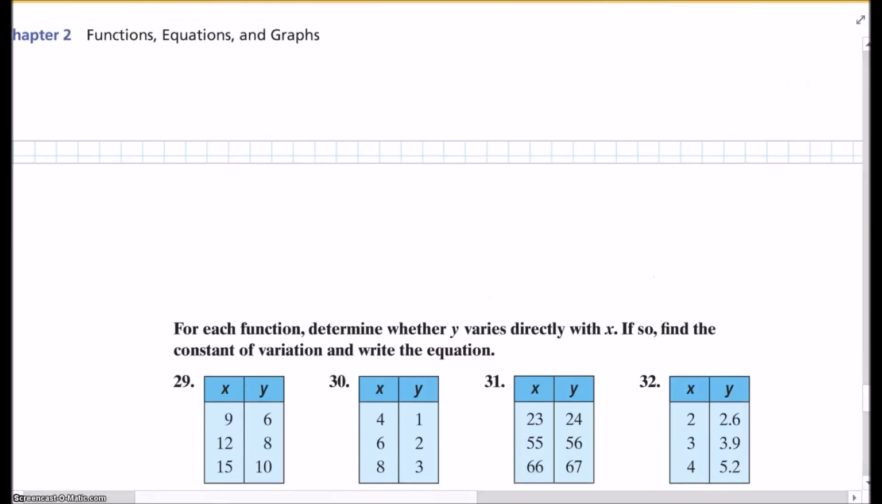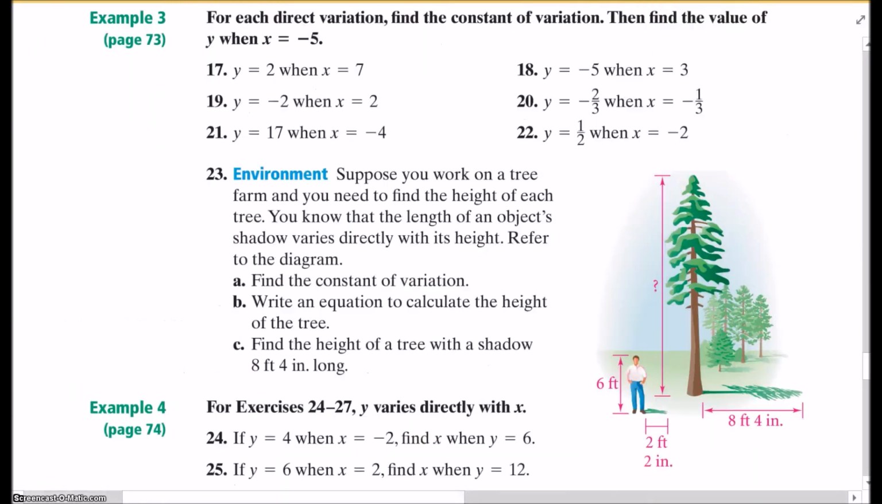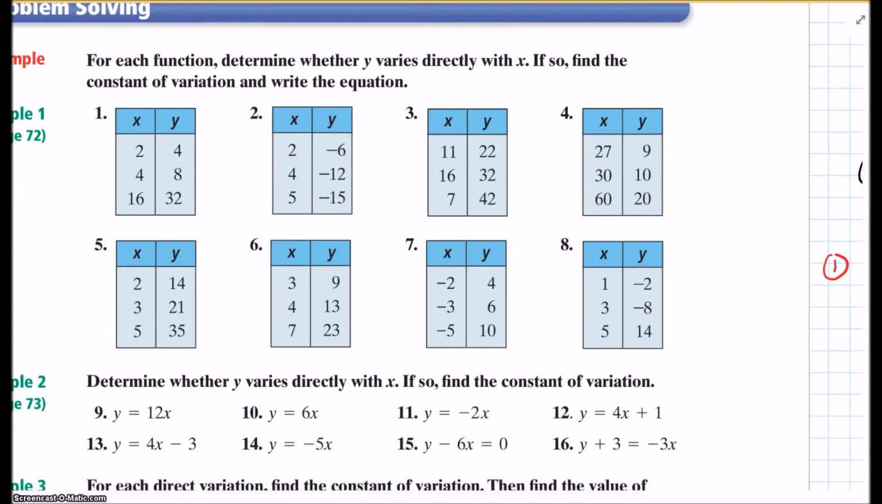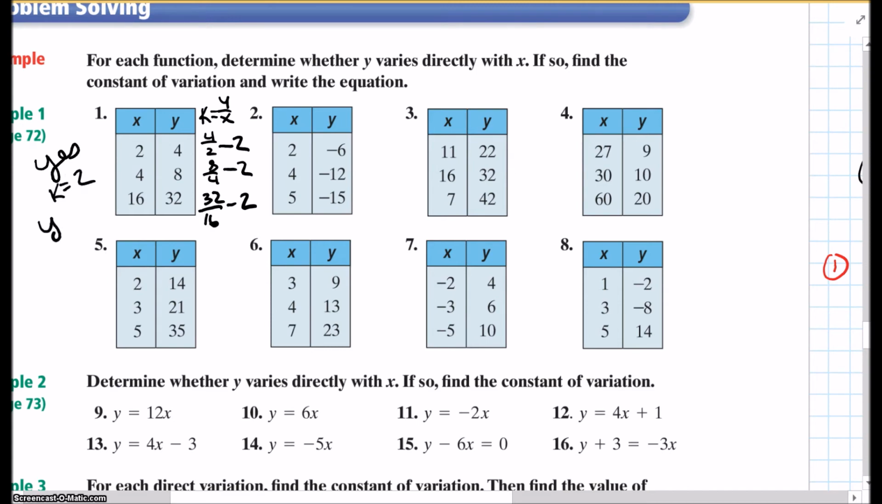Okay, number 1, page 74. For each function, determine whether y varies directly. This is just like the example from our book. So k is nothing more than y over x. That would be 4 over 2, which is 2; 8 over 4, which is 2; and 32 over 16, which is 2. So the answer is yes. Find the constant of variation: k equals 2.